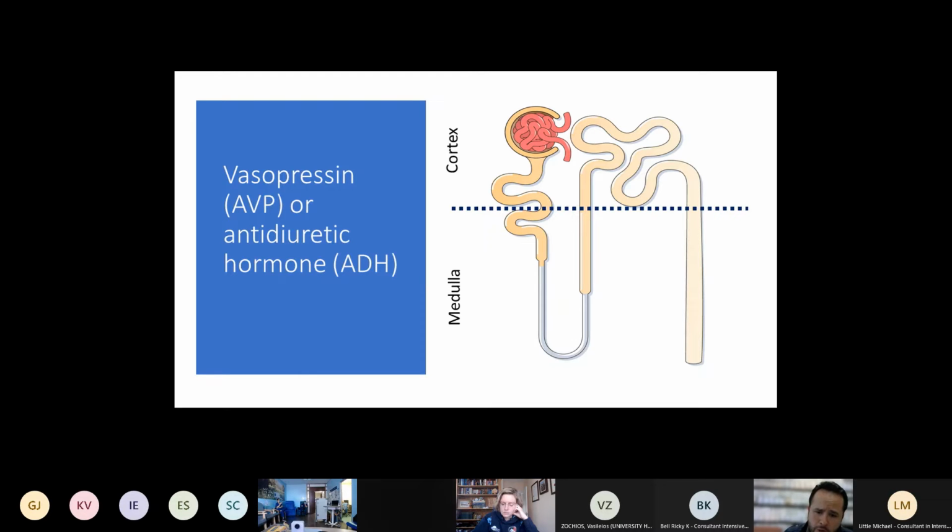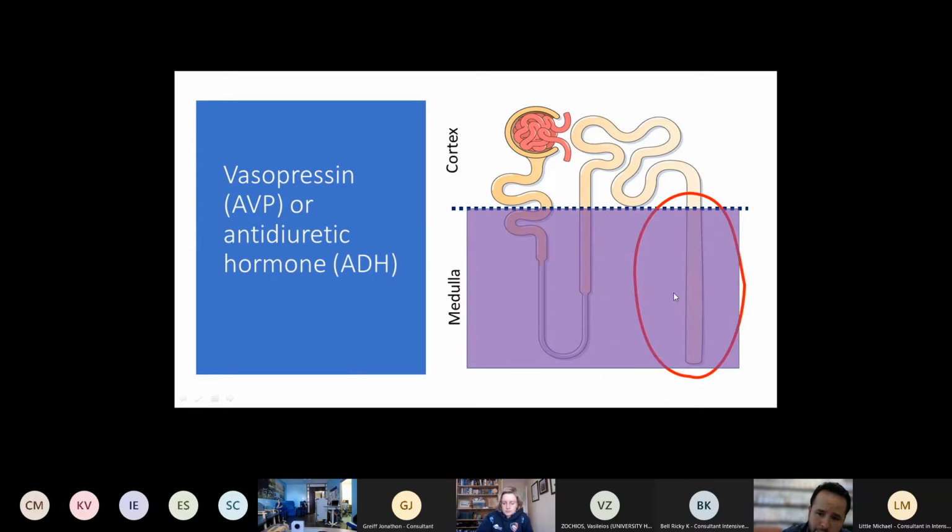Now, it works mainly in the collecting tubule of the kidney. So we have a nephron. We remember here is the glomerulus. Here is the proximal nephron, just here at the middle of the loop of Henle. And after that, we have the distal nephron with the distal convoluted tubule and the collecting tubule. And this is the area where ADH is going to work. It is going to block the presence of aquaporin, and therefore the medulla won't be able to.